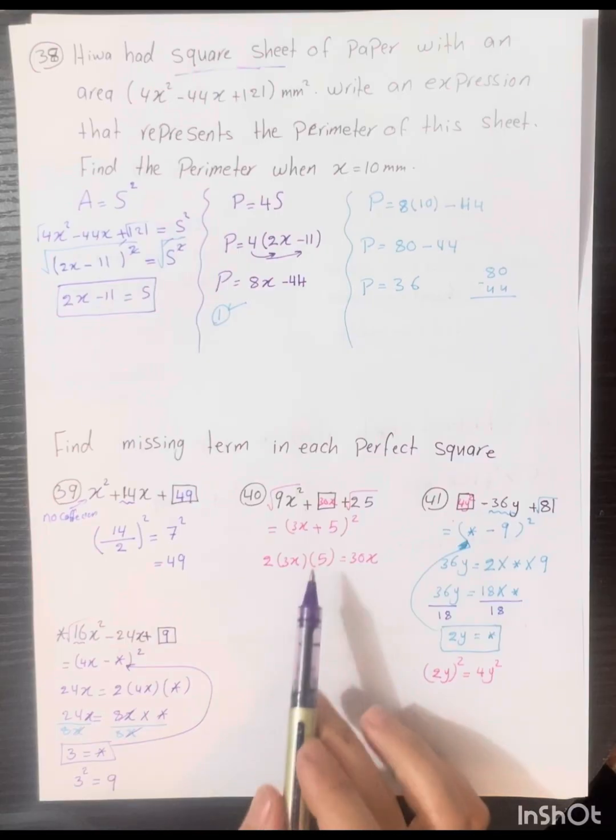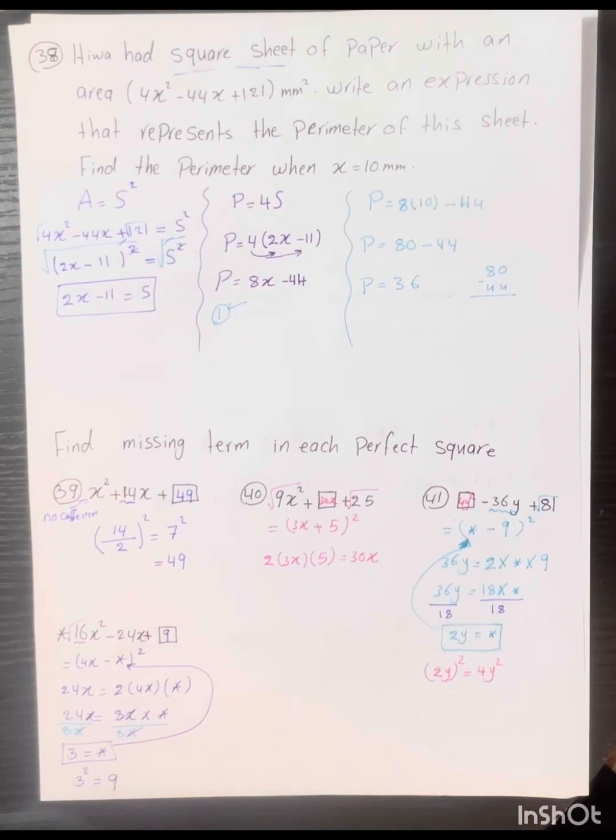As you see, for those 3 questions, we need to change it to a binomial, then we can find the missing term.